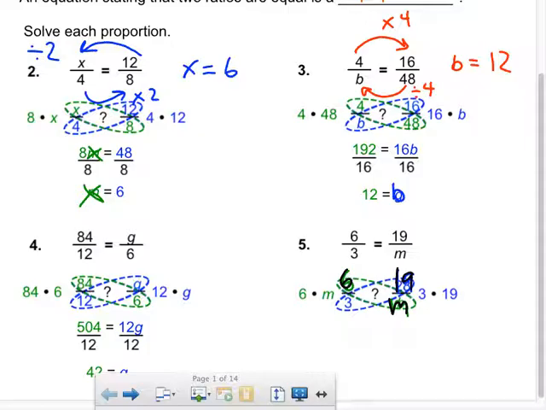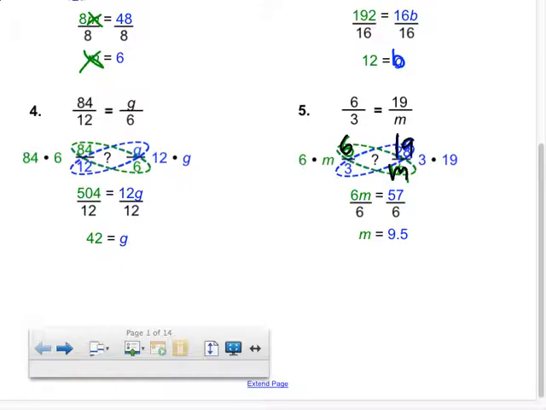So 6 times m, 3 times 19. What did you get when you multiplied 3 times 19? 57. Okay, and then to isolate my variable, we divide both sides by 6. What did you get when you divide 57 by 6? 9.5. Very good. So this is an example where it's not as easy to do that mentally. You have to work out the math. You might be able to do it mentally, but the cookbook method is: you have a proportion, cross multiply, isolate your variable. Any questions about that? Are we good?